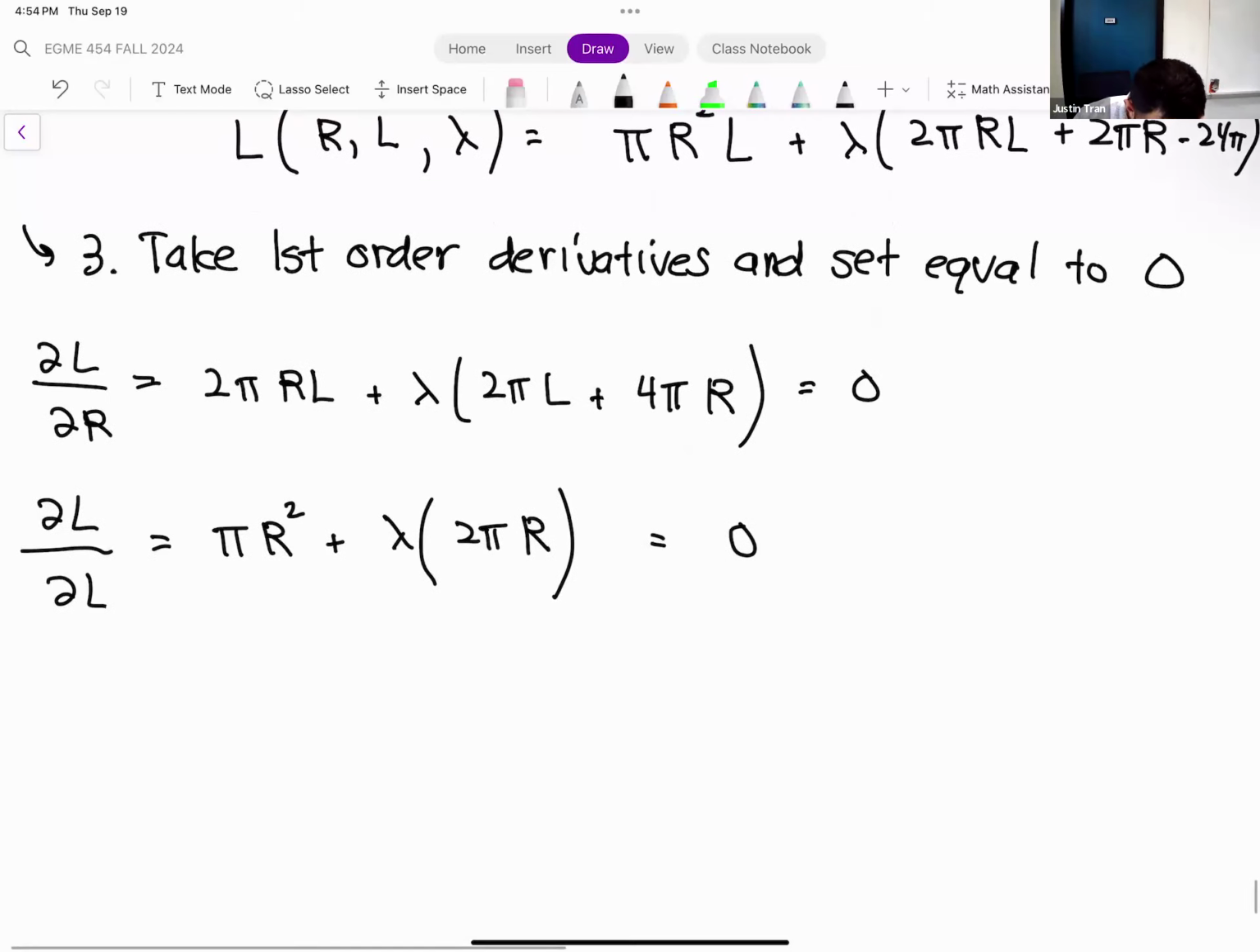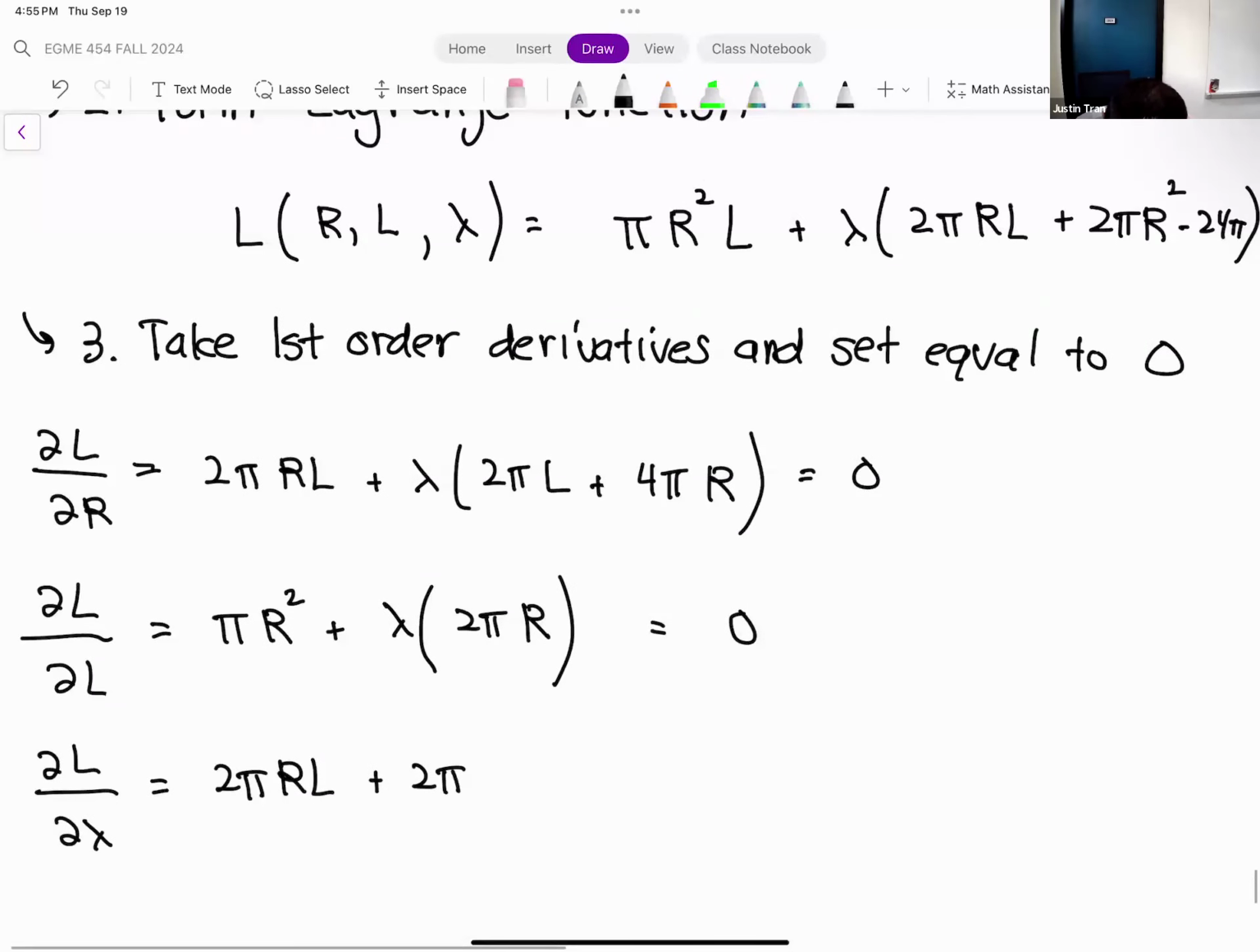Finally, let's take the derivative of the Lagrange function with respect to the Lagrange multiplier. So we're going to take partial L, partial lambda. Doing so, all we get back in this case is our constraint. So we get 2 pi L plus 2 pi R squared, or excuse me, there's an R squared here, minus 24 pi equal to 0.